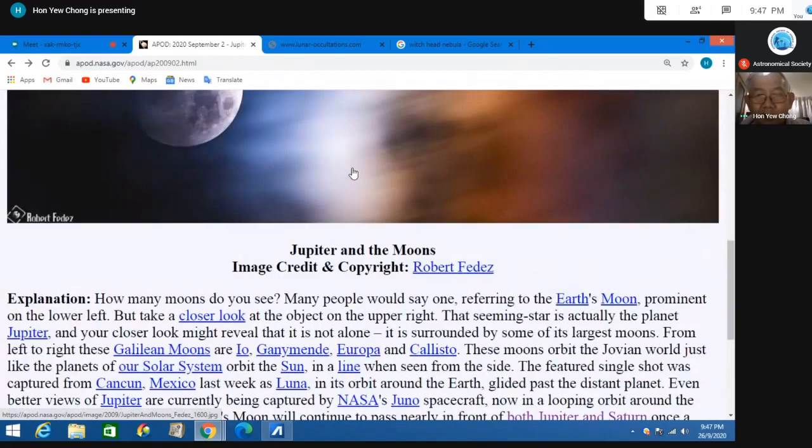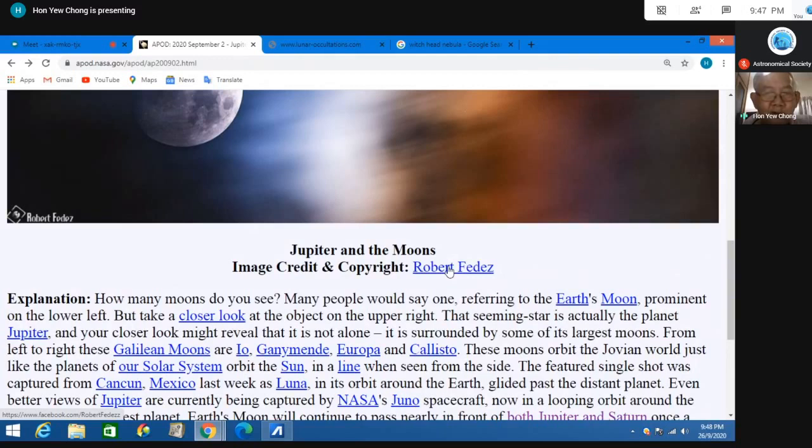There you are on the top right side, Jupiter. You can actually see Jupiter in the center. On the left, there are 2 moons. On the right, there are 2 moons. Io, Europa, Ganymede, Callisto. Right? So this is taken by where? By Robert Perez from Mexico.